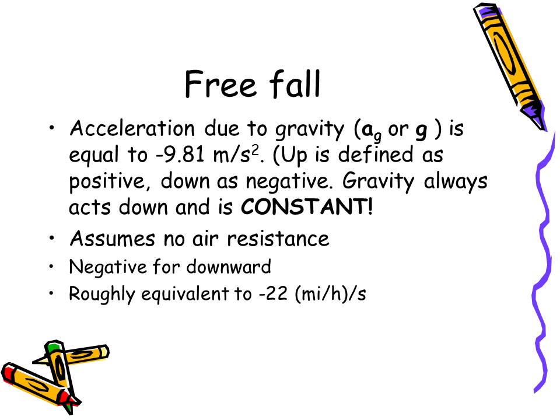We symbolize the acceleration due to gravity as little g. Sometimes you see it as a sub g, but more commonly little g. Little g has the value of negative 9.81 meters per second squared. Because we assume no air resistance in this class, the acceleration due to gravity is always constant at negative 9.81 meters per second squared.